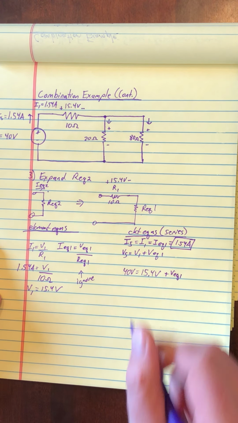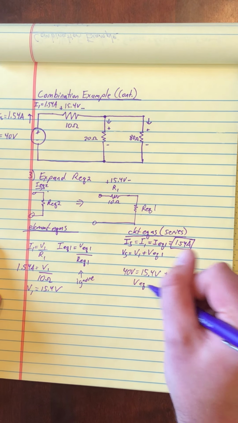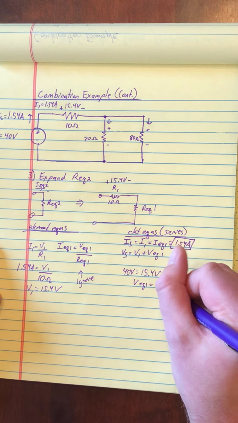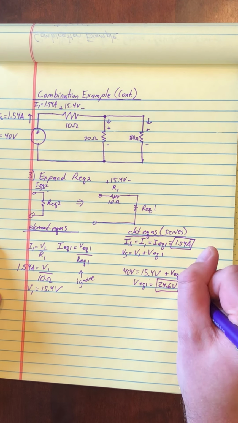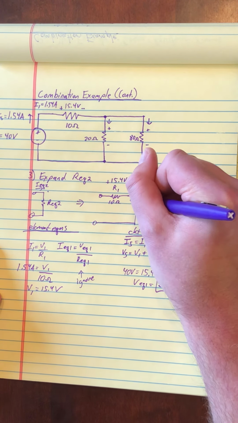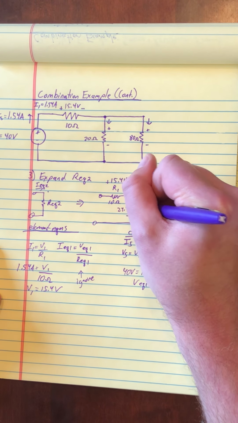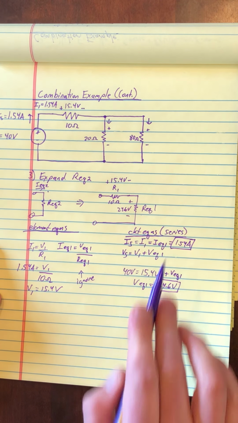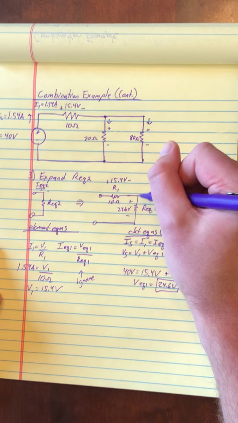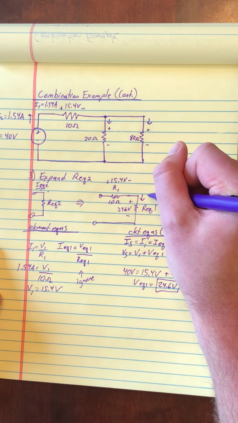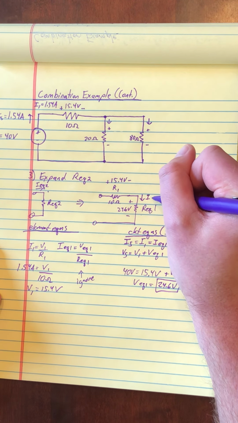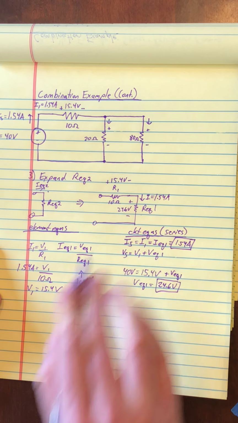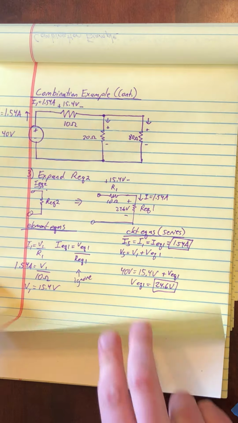So 40 minus 15.4 gives me an equivalent voltage here of 24.6 volts. And so this is going to have a voltage drop across it of 24.6 volts. Now, we don't know the values for the individual resistors right now, so it's just for our equivalent resistor. We still have to expand that out. So what I want is the current here is 1.54 amps through the equivalent resistance, and the voltage across it is 24.6. And then we're going to expand that one out next.